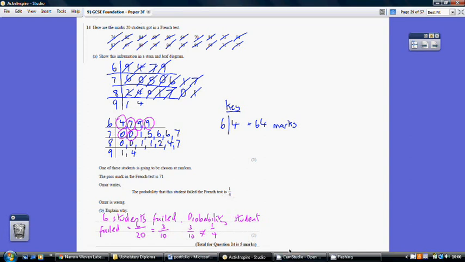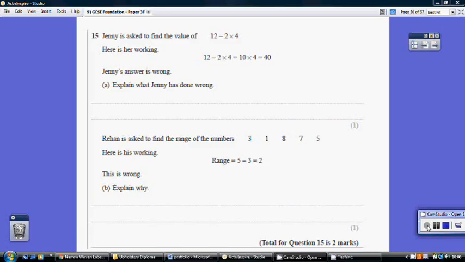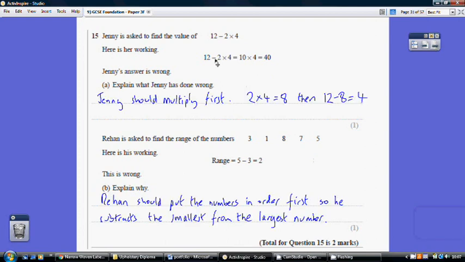Question 15. Jenny's forgotten to follow BIDMAS. You need to do the multiplying before the subtraction. So you need to do the 2 times 4 equals 8, and then 12 take away 8 equals 4.